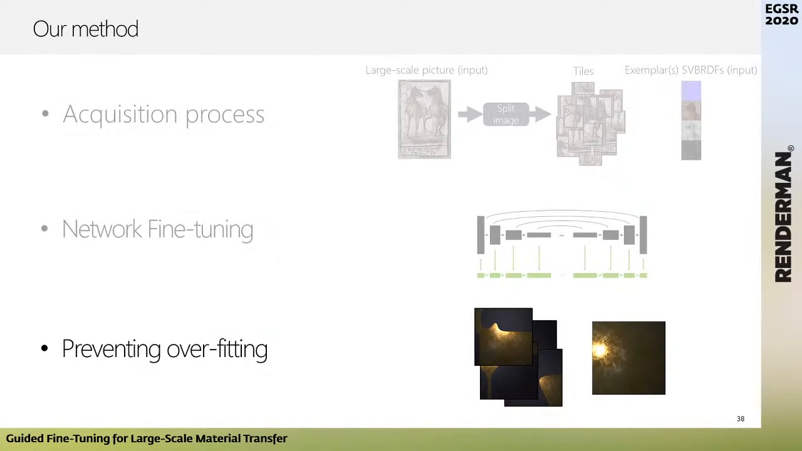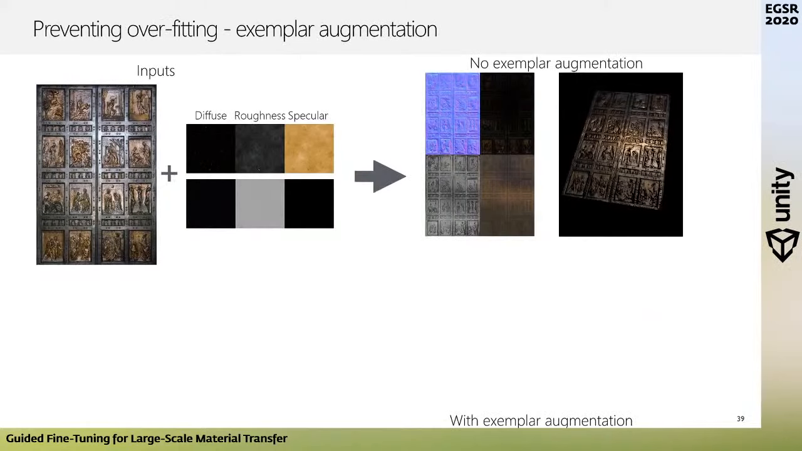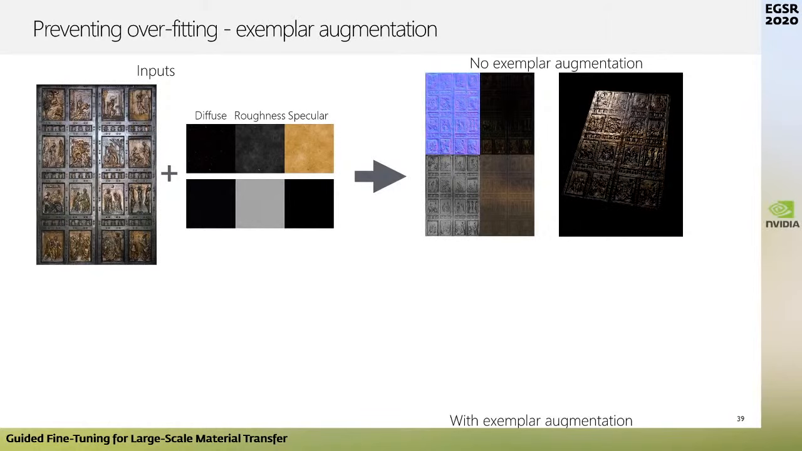So while our fine-tuning can be used directly as such, if the exemplars are too simple, the network can overfit. Here, the exemplars are mostly constant materials, and if you use the fine-tuning directly with these, the network will overfit to an average mix of the exemplar, as you can see on the right. We propose a new augmentation system to avoid this.